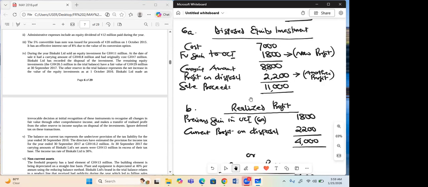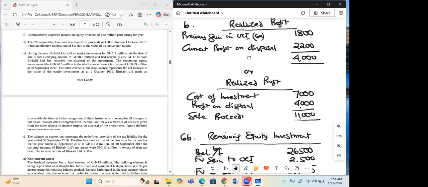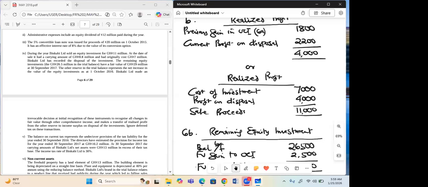So for the one that has been disposed, if we want the realized profit for the year, it is the sum of the two of them, the 1,800 and the 2,200. Do you understand that one? Yes. Making 4,000. Or, yes, sir, you can see, because it has been sold, you can simply compare the cost of 7,000 to the sale proceeds of 11,000 and get 4,000.